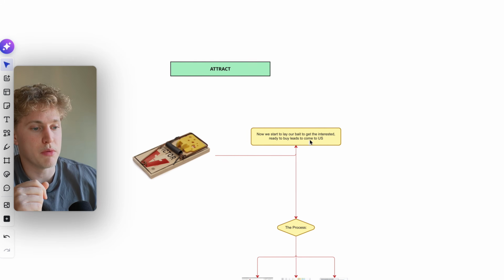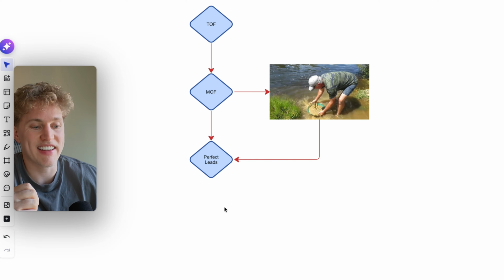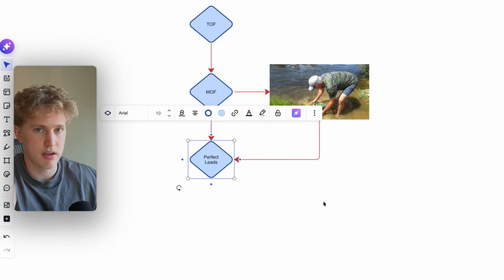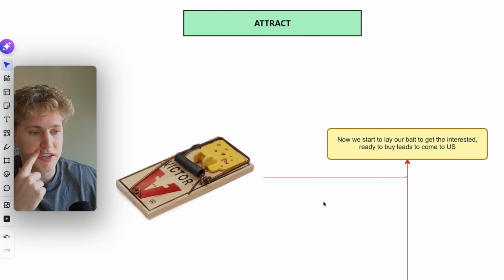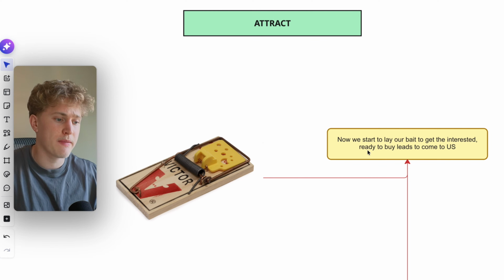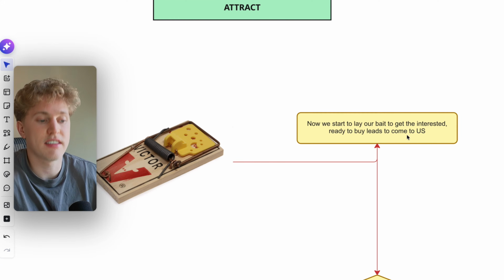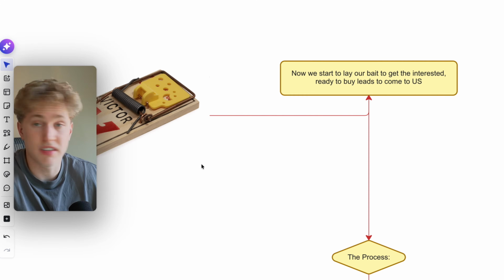And then of course we move over to the attract phase, and this is where you take the people that are still here, the perfect leads in which you would consider they're interested in my core stuff, they will potentially buy my thing, and then we actually start to lay out traps for them to basically bring them in, put them into our DMs and start converting. So as you can see here, now we start to lay our bait to get them interested, ready to buy leads to come to us. This is the whole focus. We're starting to lay down traps, which is going to make us a lot of money.